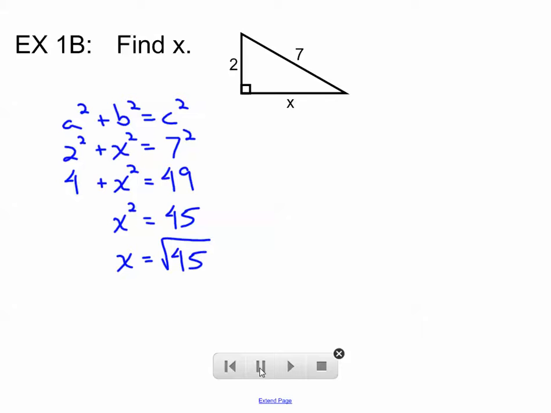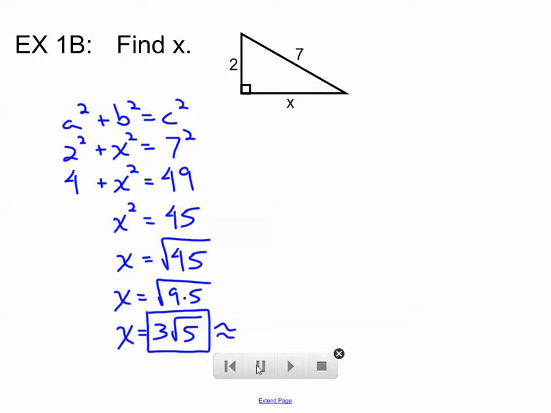Square root of 45. This would be the exact distance from here to here. First of all, it can be simplified because it's divisible by a perfect square, 9. So we could say that it's 3 times the square root of 5. Or we could round that, and the square root of 45 is also about 6.7. So either one of those would be okay. In a real world setting, you'd probably say this, but if you need the exact distance, you would say 3 times the square root of 5.